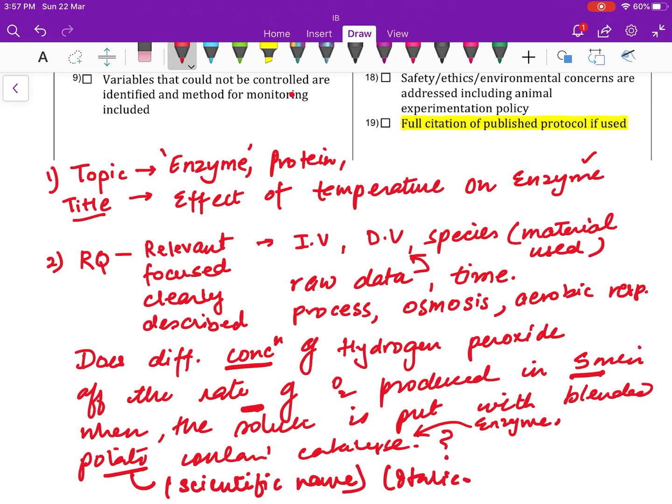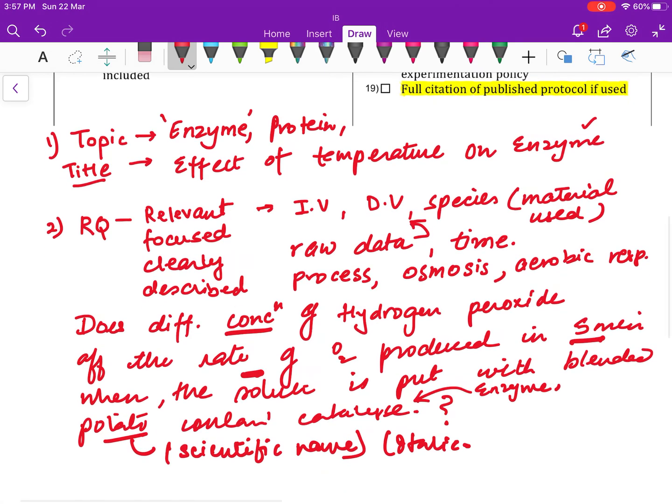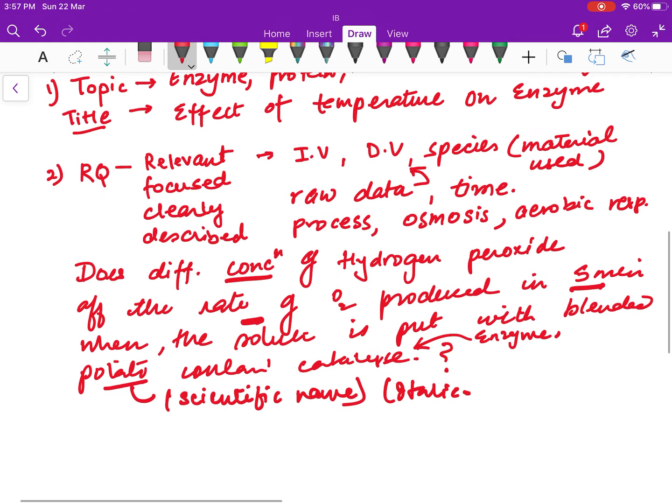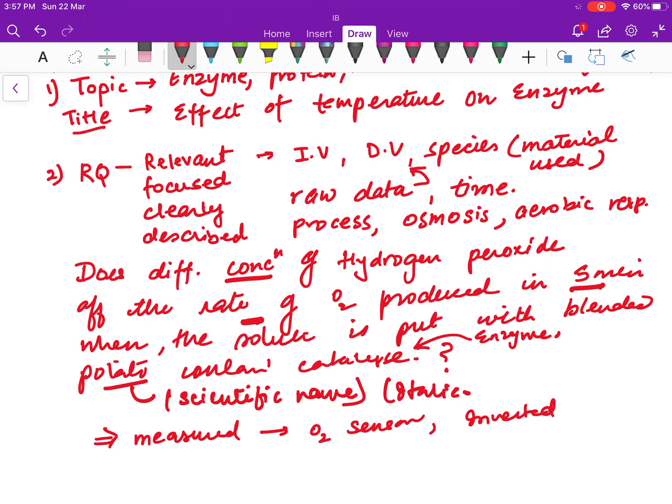Now one thing which I could put here, how it is measured, by using oxygen sensor, or whatever way you are going to use. Measured how? Using oxygen sensor, or use the inverted measuring cylinder technique, or you use the gas syringe. So if I'm putting all this information, my RQ is very clear and all the information is described in the RQ. Now surprisingly, some of you have not put the question mark in the RQ.